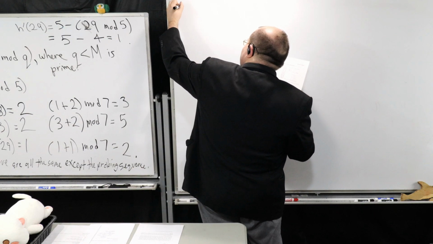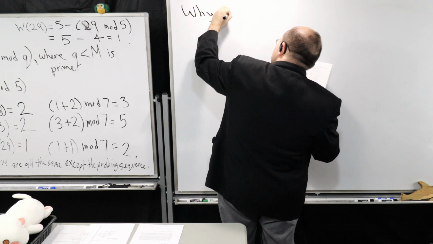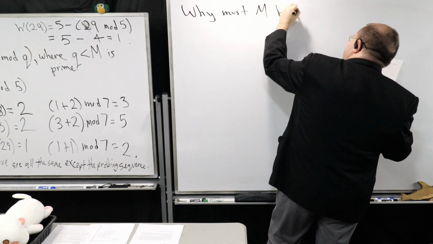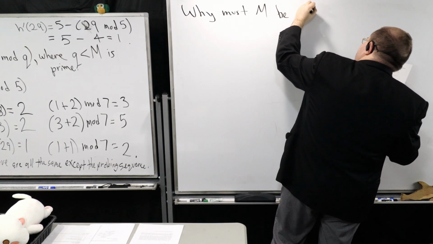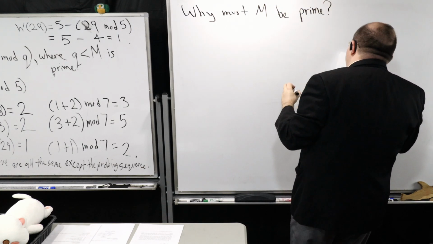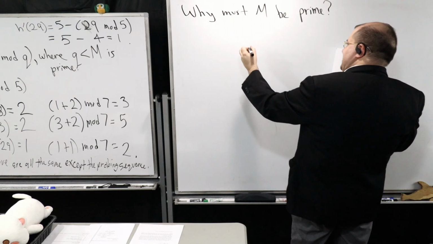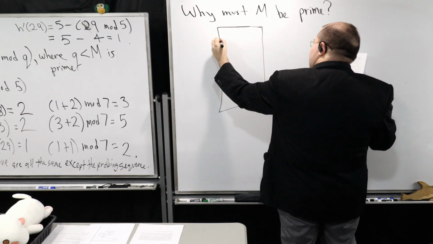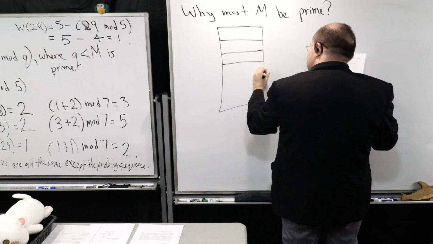So I want to address why must the table size m be prime? I want to show you an example of why this is rather important for us. So I'm going to make a table. It's going to have 8 slots in it.